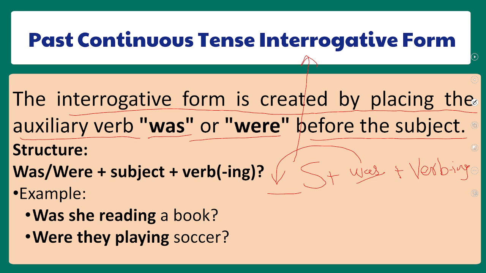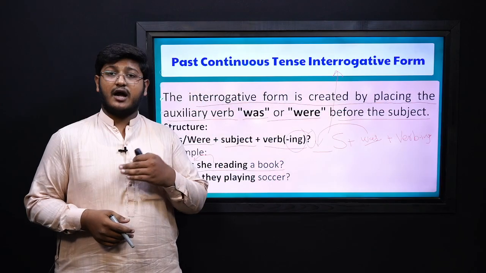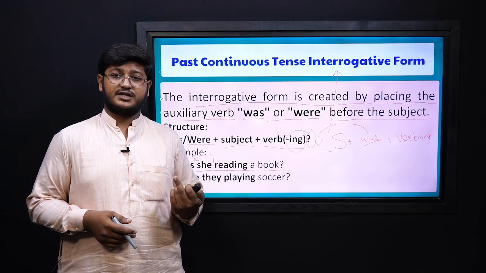So let's find out what the structure is. Firstly we put the auxiliary was or were, then the subject, and then the verb with the ing form, and then we insert a question mark as well, like, was she reading a book? So what we have to do? We just take the word from there and insert it before the subject. This is how we easily make the interrogative form of the past continuous tense. I hope you have understood how to make the interrogative form of past continuous tense.